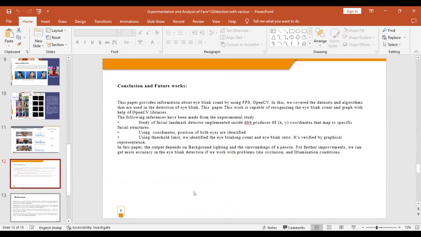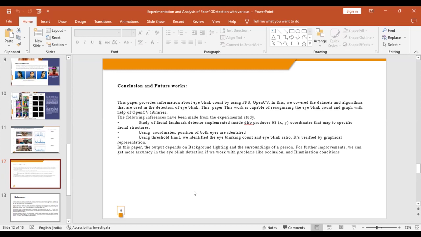This is the conclusion. The paper provides information on eye blink detection using OpenCV. We covered datasets with algorithms that are used in detection of eye blink. This work is on recognizing eye blinks with code and graphics. The study is face landmark detection.